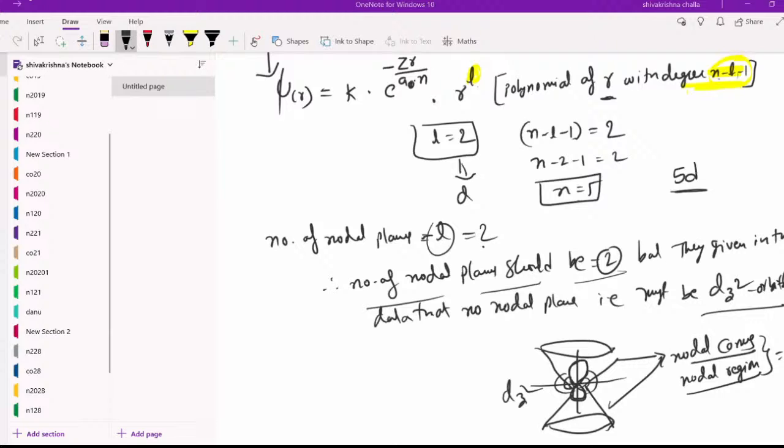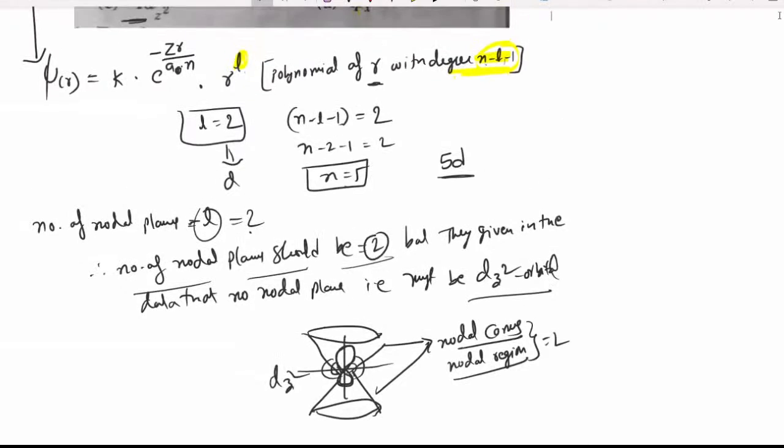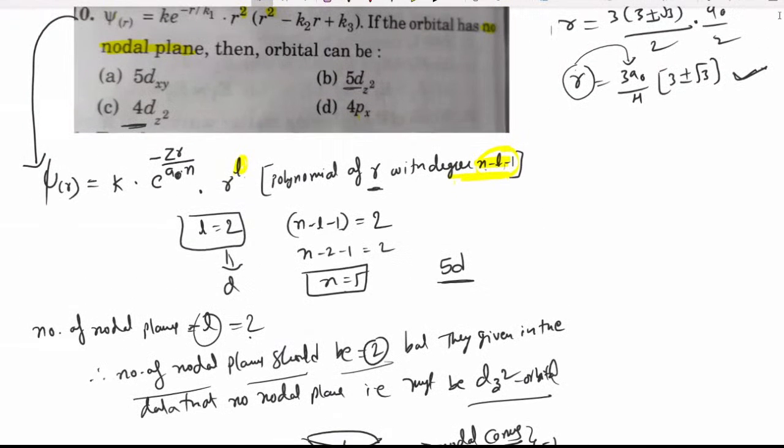Other students, Sujit, Akash, Chandra Sai, what is your doubt? Sir, scroll up one, sir, the question before. That is the reason why the answer should be 5dz square, because nodal planes are not there. Nodal cones only are present.